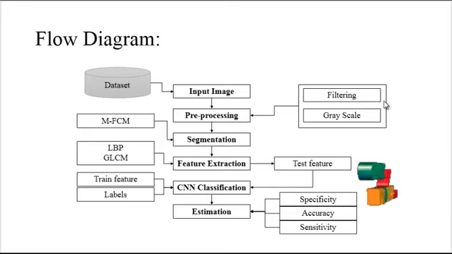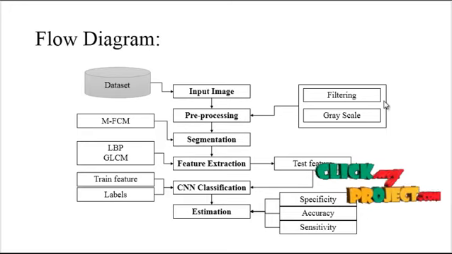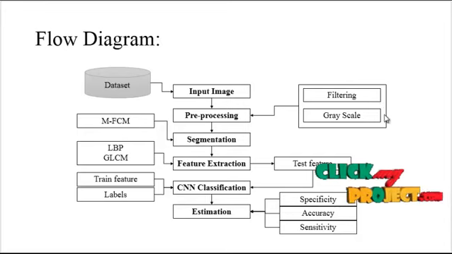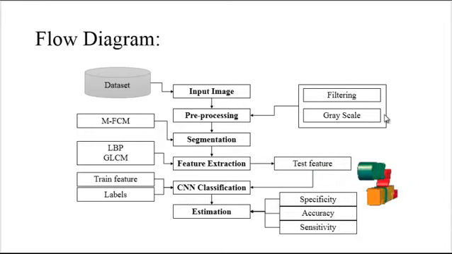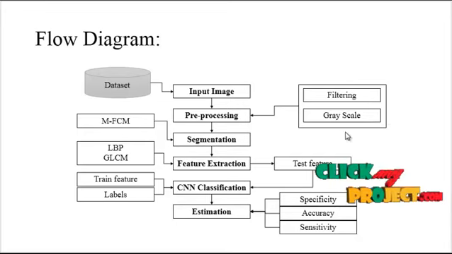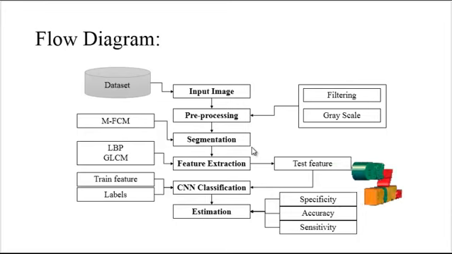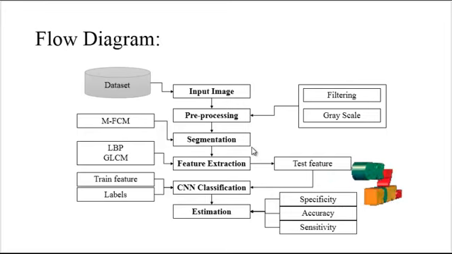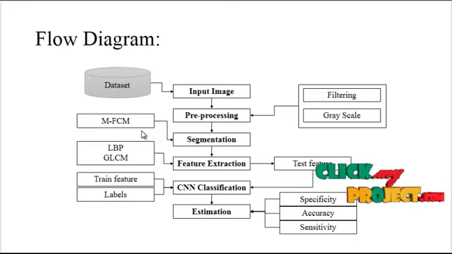In the filtering method, if noise is present in the input, it will be filtered out. After the noise filtering, the grayscale conversion is used to convert the RGB image into grayscale format. After converting the RGB to grayscale, the segmentation will be carried out. This segmentation helps to extract the region of interest, that is the lesion regions. Here the MFCM algorithm is used to segment the region of interest.